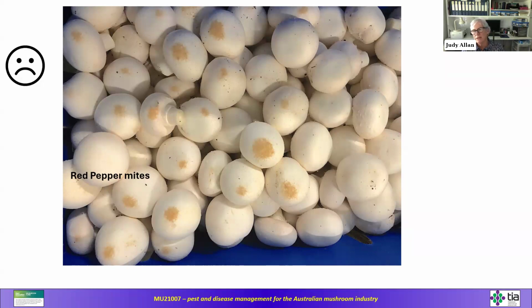Red pepper mites normally are associated with green mold in the compost, and they will swarm once they run out of food and they're trying to hitch a ride to somewhere else with more food. So some of these pests and diseases can be indicators as well. Next slide.